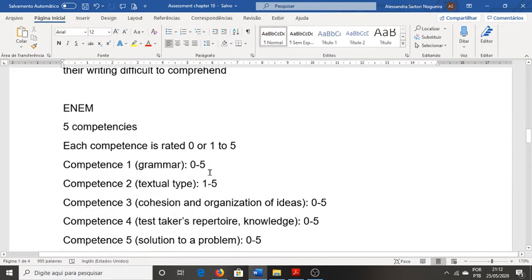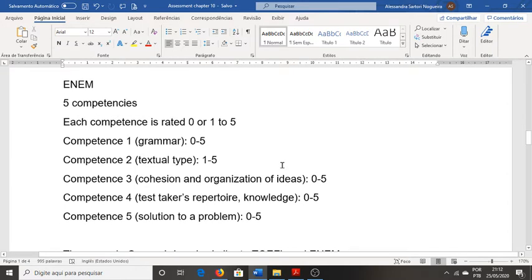And then I bring the example of ENEM. People who evaluate that take into consideration the 5 competencies. Each competence is rated 0 or 1 to 5. Competence 1 is grammar and goes from 0 to 5. And it's more like this. Sometimes you have to count how many mistakes there are in the writing. If there are up to 2 mistakes, that's a 5. If there are 3 mistakes, then it's a 4. It's not a 5 anymore.